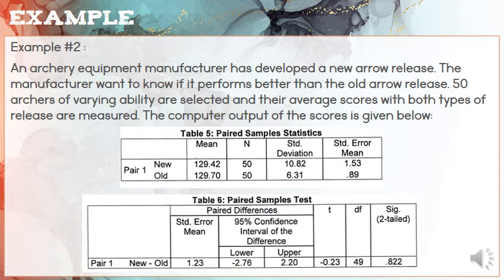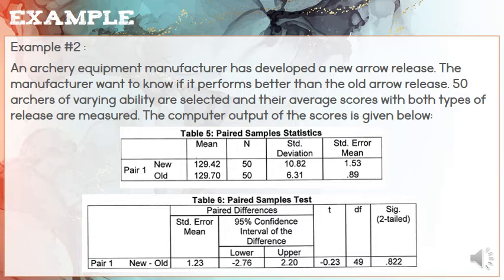So next example number 2. An archery equipment manufacturer has developed a new arrow release. The manufacturer wants to know if it performs better than the old arrow release. So, dia tanya adakah yang baru lebih baik daripada yang lama. 50 archers of varying ability are selected and their average scores with both type of release are measured. So, the computer output of the scores is given below.